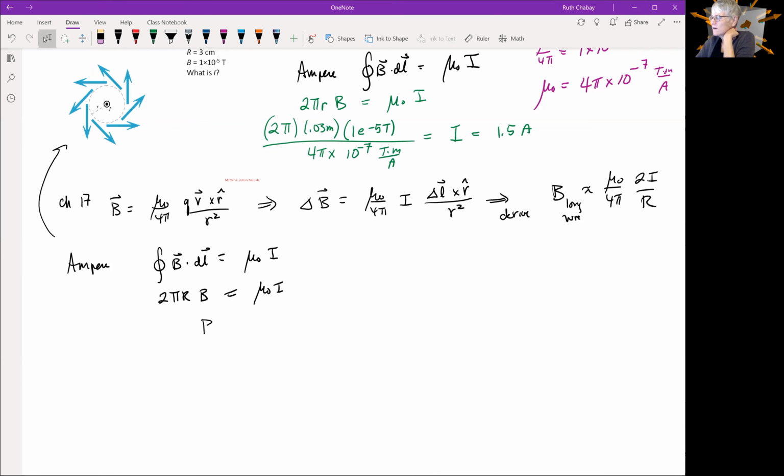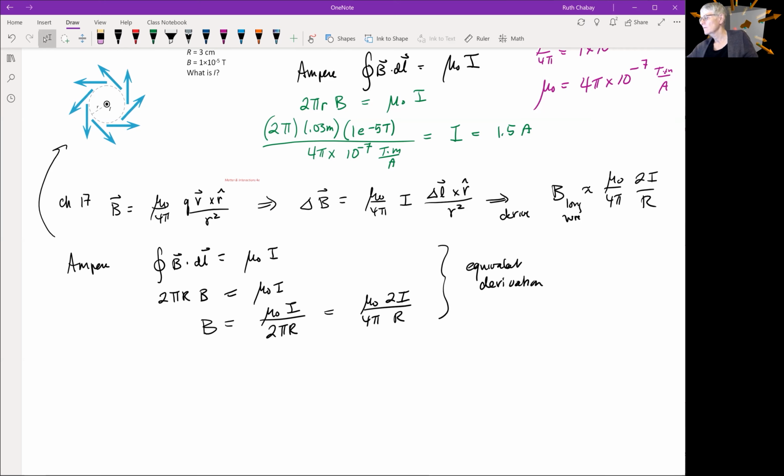And so it must be that, if we knew I, we would get the magnetic field is mu 0 I over 2 pi r, which if we multiply by 2 over 2, we get mu 0 times 2I over 4 pi times r. So we actually could derive the magnetic field of a long wire from Ampere's law without going through all the calculus. So that's an equivalent derivation.